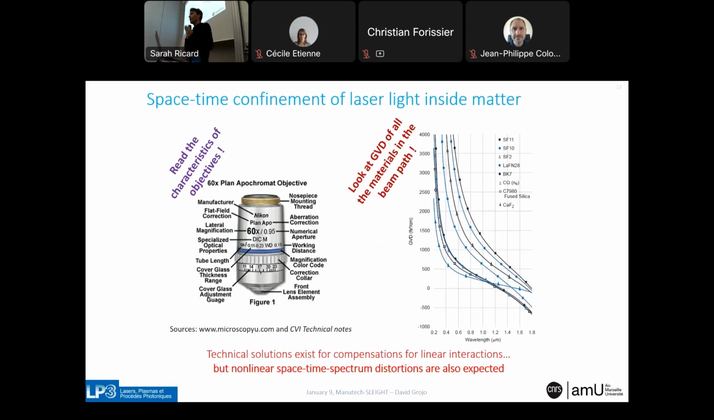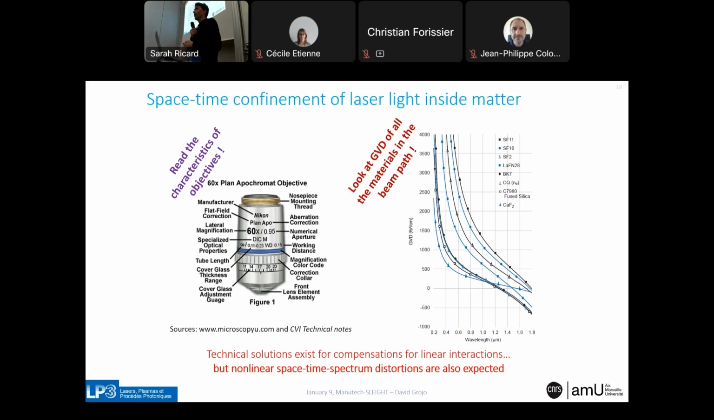But at this stage, I've been talking only about linear optics. So we have the spatial aspect, but we are dealing with the same problems that people face for microscopy imaging. If you know how to read all these labels and you know for what all these microscope objectives have been designed, you can work in a clean manner. And for the temporal aspect, if you look at the GVD, which is well tabulated for most materials, you can predict and pre-compensate this type of problem.